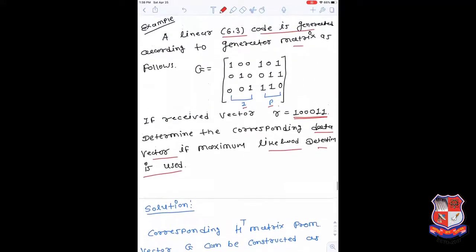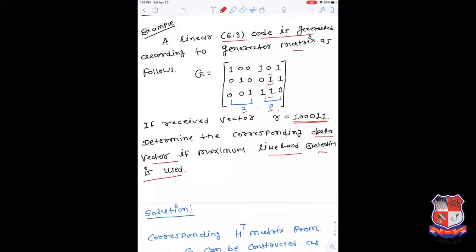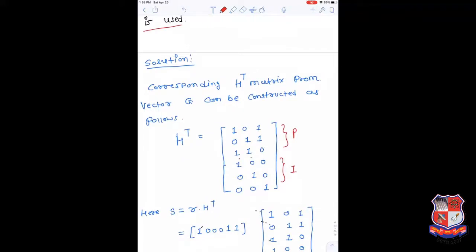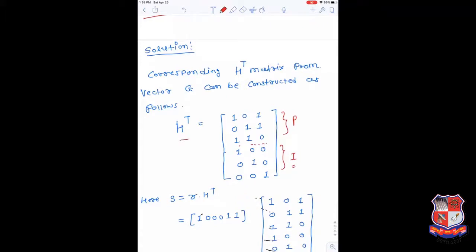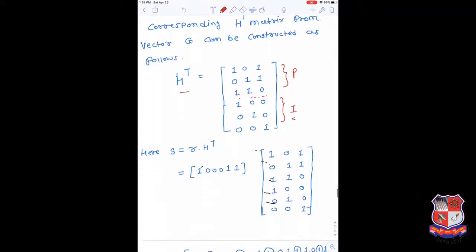So this parity matrix is 1 0 1, 0 1 1, 1 1 0. This is all copied over here, and the remaining part is formed as an identity matrix. This is HT. So HT can be constructed from G. Then we multiply R with HT.